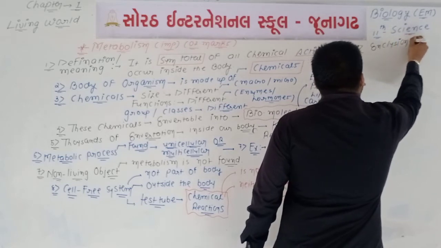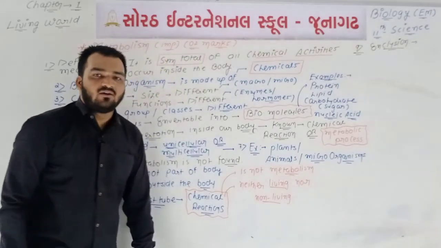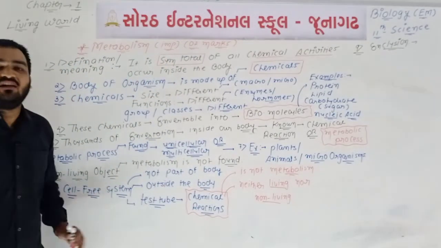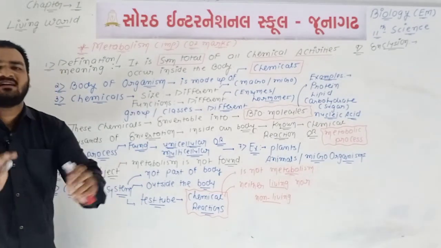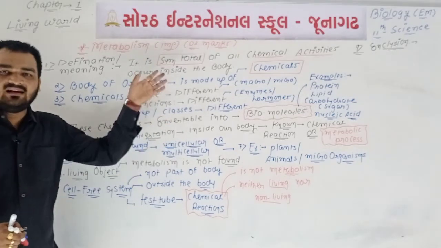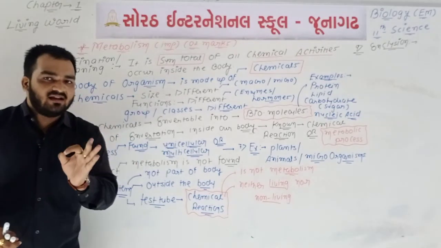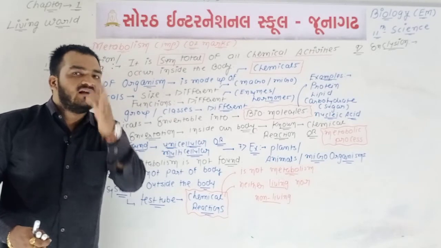Okay, so what will be the conclusion? After listening to all the arguments from the living as well as non-living and from the cell-free system, we can say that non-living objects are not connected with metabolism. Only living organisms are connected with metabolism. It means metabolism is only found in living organisms.